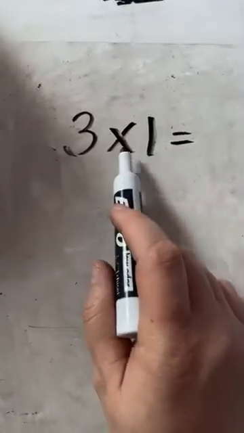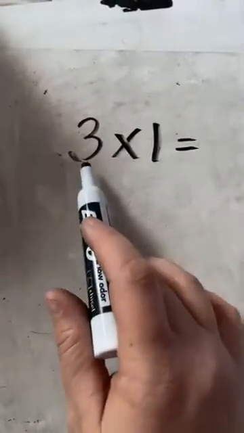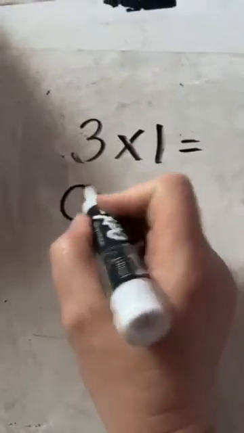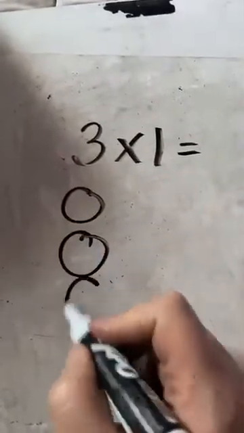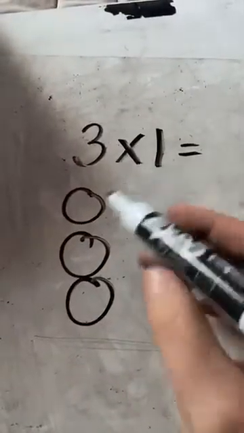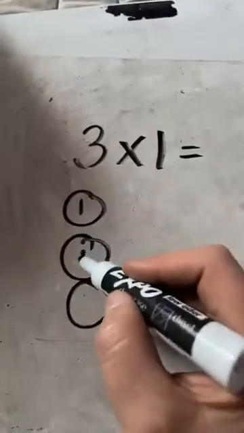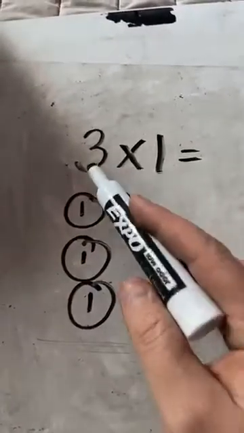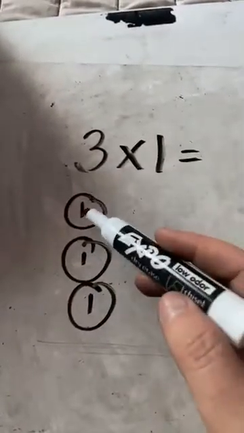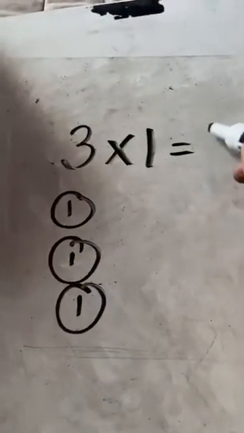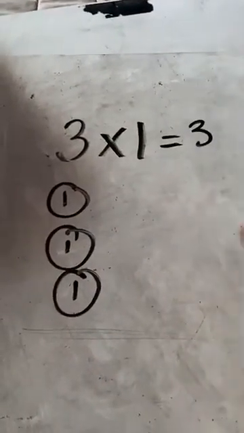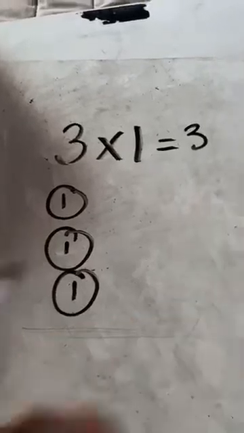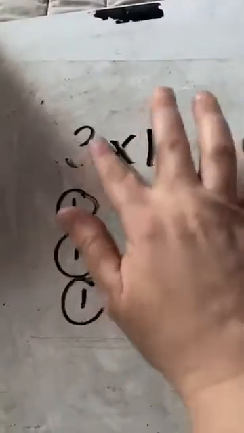Well, remember, this means equal groups. So I have how many groups? Okay, I have 3, so there's 1, 2, 3. And how many do they have in them? You're right, they have 1 in them each. So they have 3 groups with 1 in them. So there's 1, 2, and 3. So I know that my answer is 3.